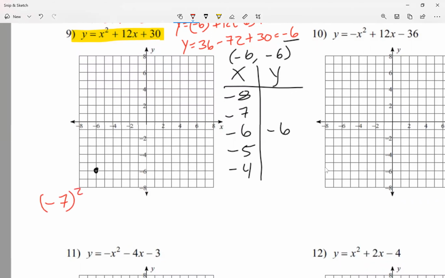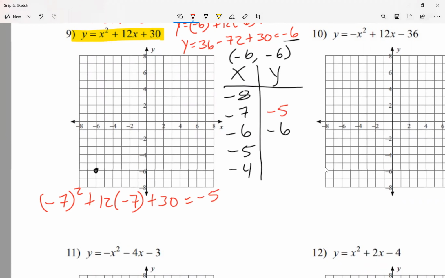-7 squared plus 12 times -7 plus 30. I use a calculator in this case, and I get -5. Interesting is that I'm going to get a -5 here and a -5 here. I put the vertex in the center because the values on one side of the vertex are going to reflect on the other side. So I get 2 for 1, we can say.